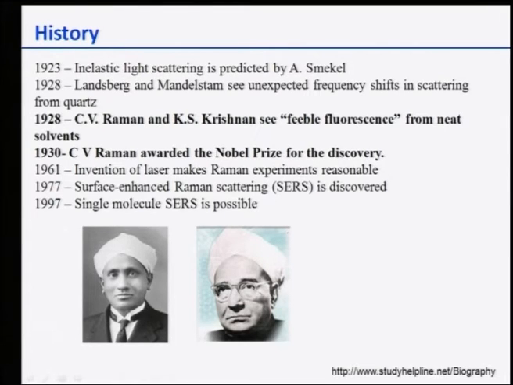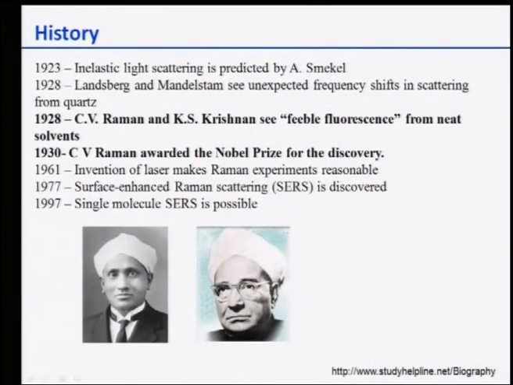So, inelastic light scattering was first predicted by Smekal in 1923, and then 5 years later, in 1928, Landsberg and Mandelstam saw the first unexpected frequency change in the scattering from quartz. That is what inelastic scattering means, because elastic scattering was known from Lord Rayleigh's time long back, but inelastic scattering was not fully understood. So, it was in the early part of the 20th century that these things started.